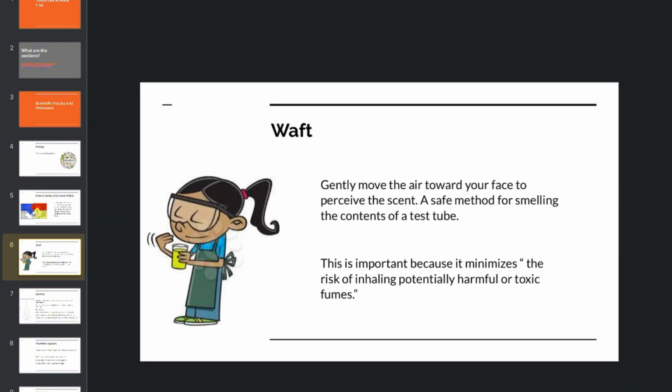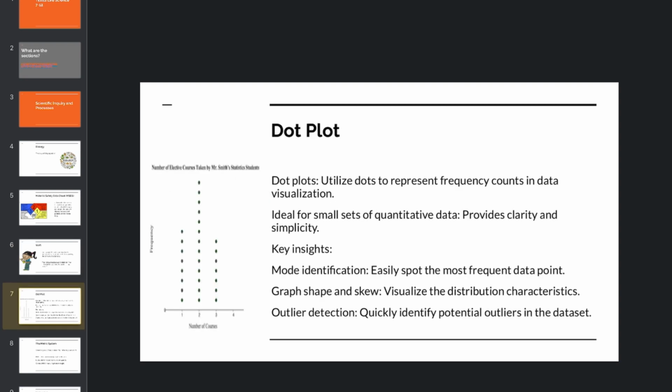What is wafting? Wafting is gently moving the air towards your face to perceive the scent, a safe method for smelling contents in a test tube. This is important because it minimizes the risk of inhaling potentially harmful or toxic fumes. So essentially, if you want to smell what it smells like, just waft it. Don't stick your nose inside of it because it's toxic.